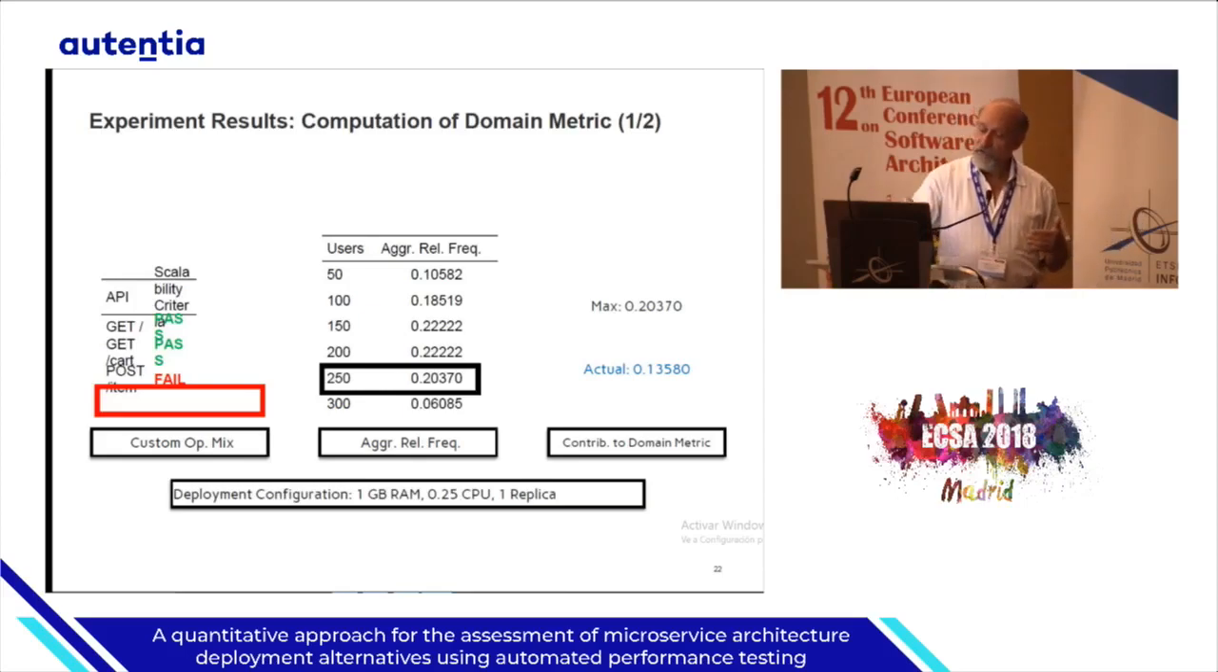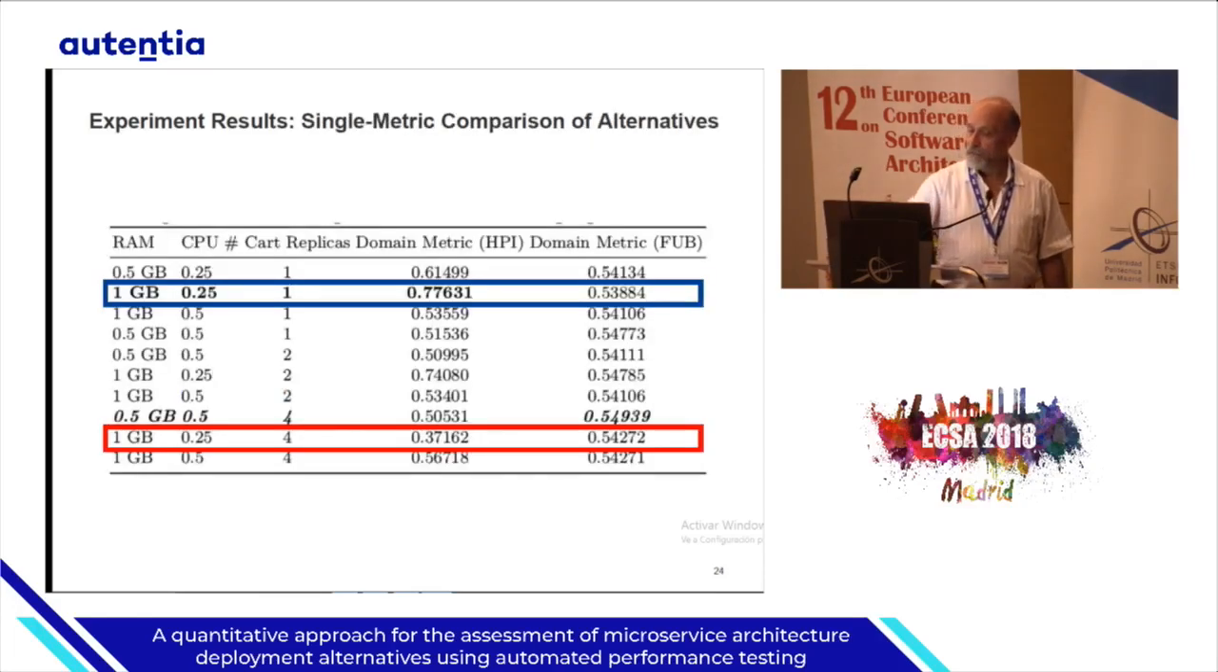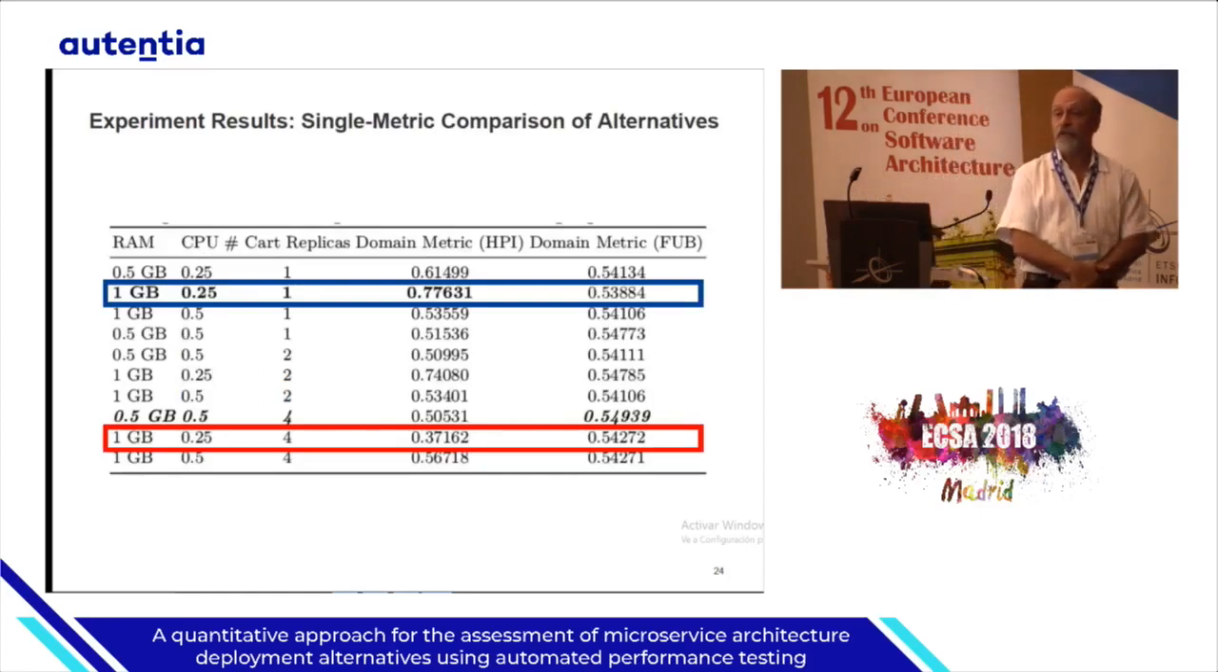So the measurements tell me how much probability mass I lost because of failed tests. And what you see is that for this test, the maximum was 0.20370, but the actual measure for that configuration was 0.135 because of failed tests. So for the whole deployment configuration that we have for all the tests, the maximum will be 1, and the actual was 0.77.